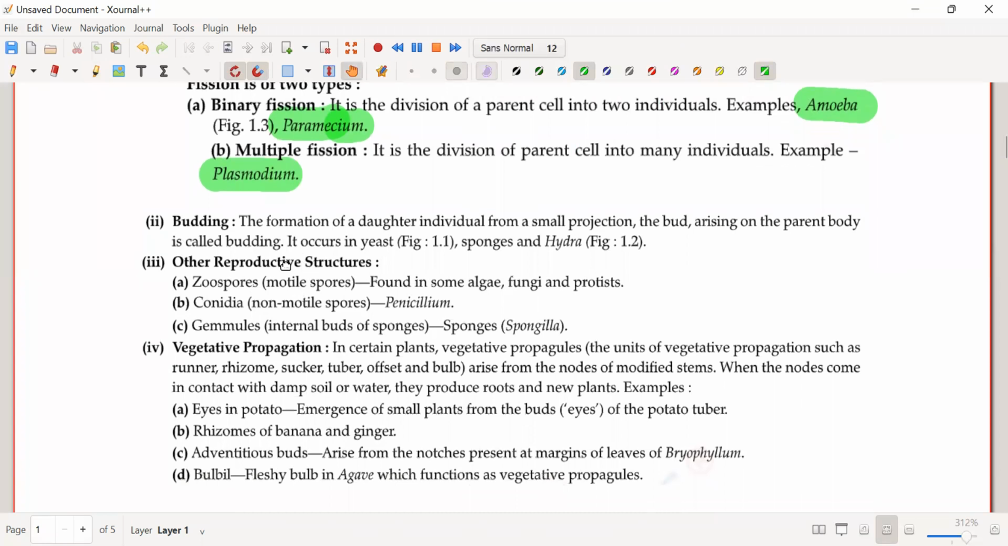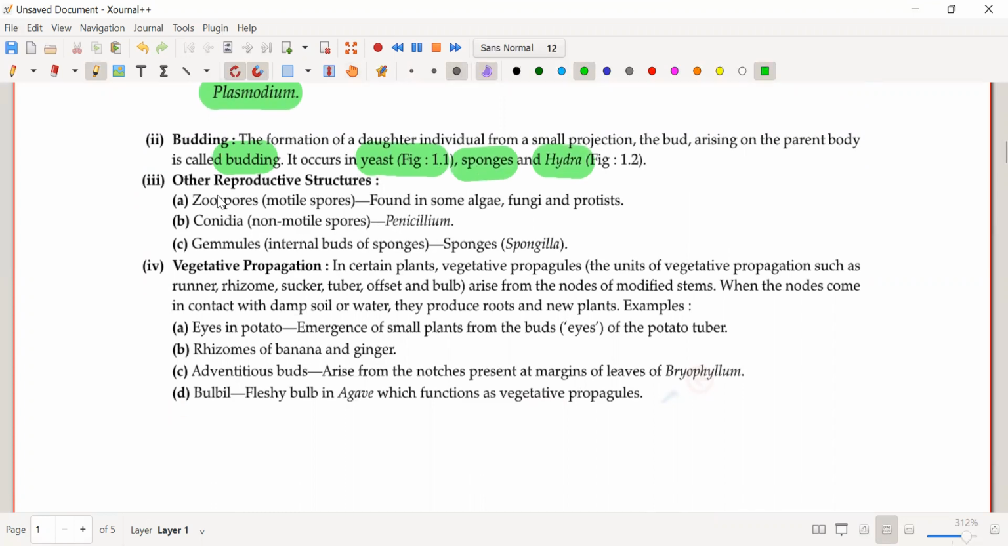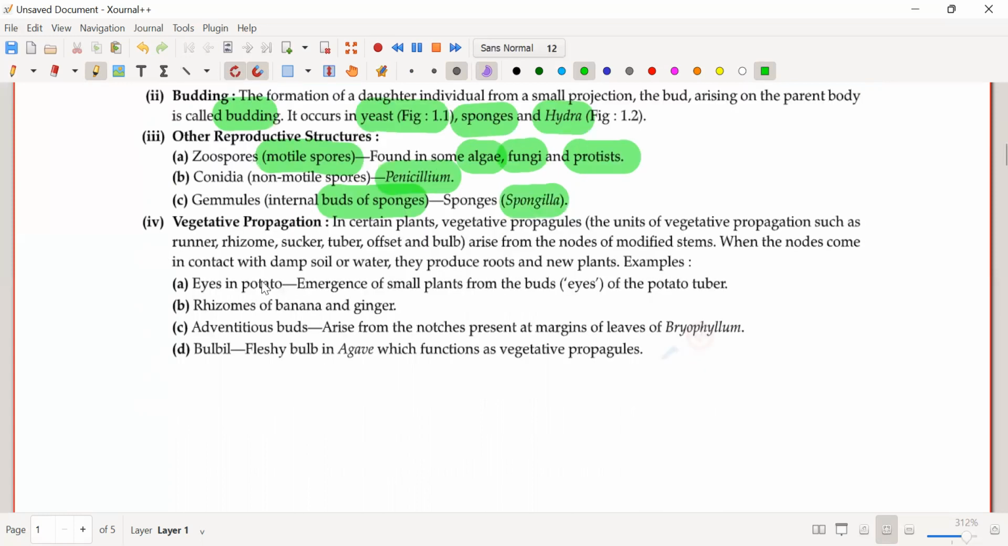What is budding? The formation of daughter individuals from a small projection, the bud, arising from the parent body is called budding. It occurs in yeast, sponges, hydra, etc. Other reproductive structures: zoospores, which are motile spores, they move, all right? Found in algae, fungi, and protists. Conidia, non-motile spores in Penicillium. Gemmules, internal buds of sponges, Spongilla. All right.